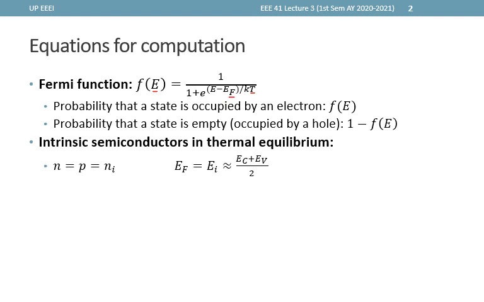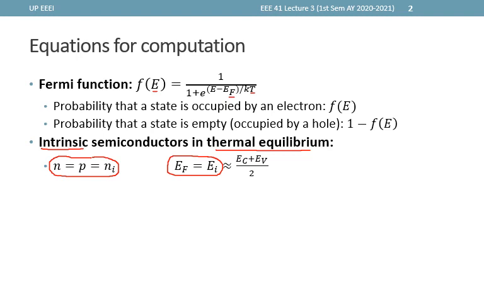Also, we have this equation for intrinsic semiconductors under thermal equilibrium. So this one is the same as we had before. N is equal to P is equal to Ni. And now we can use this one, EF is equal to EI, for intrinsic semiconductors in thermal equilibrium.